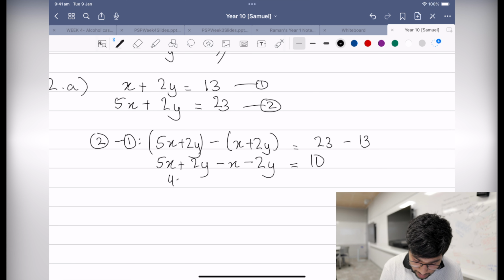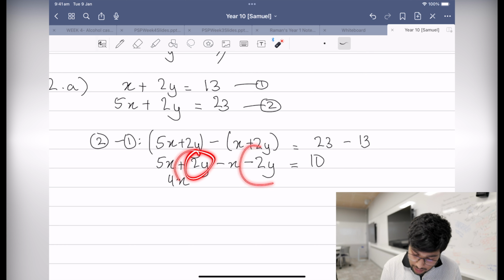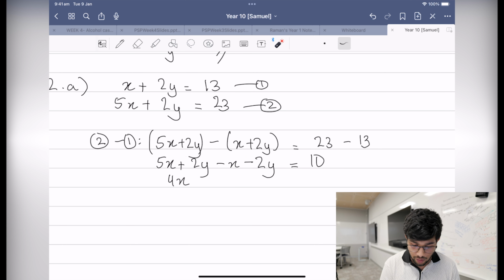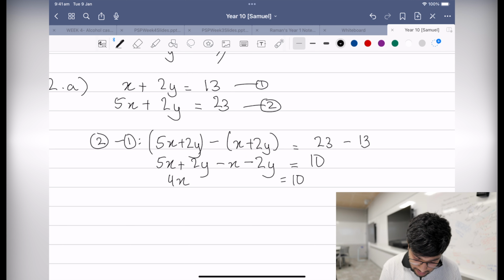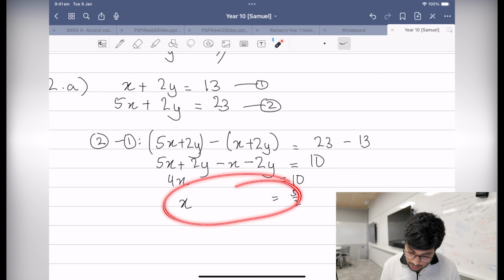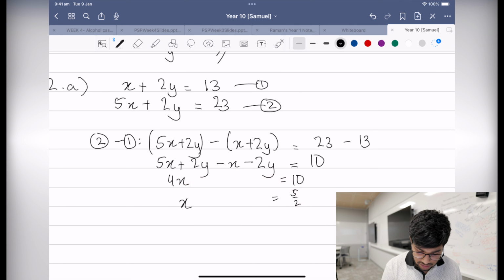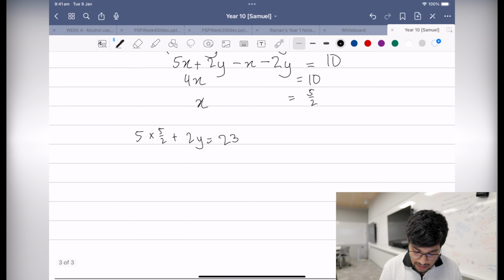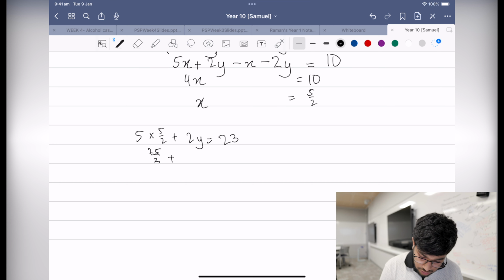Then you can say 4x plus 2y minus 2y. That gives you 0. 4x equals 10. x would equal 5 on 2. And then what do you do? You take it and you substitute it. So let's just say then here, 5 times 5 on 2 plus 2y would equal 23, which would then mean that 25 on 2 plus 2y would equal 23.